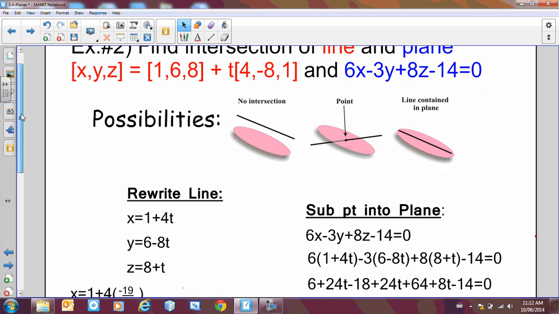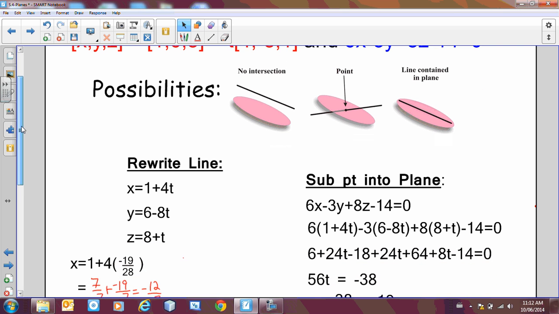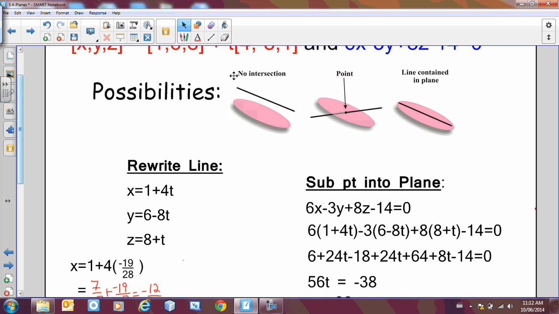And so we'll start the same way we did with intersection of lines. We're going to rewrite, this is sort of step one, if you will. Rewrite our lines in parametric form so that we can isolate the x, y, and the z. We now have little equations for x, y, and z.